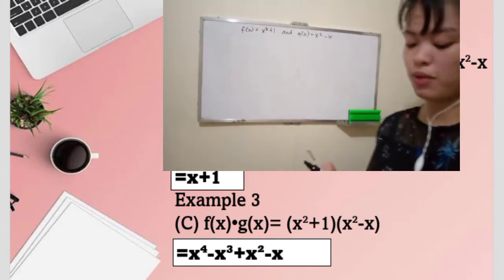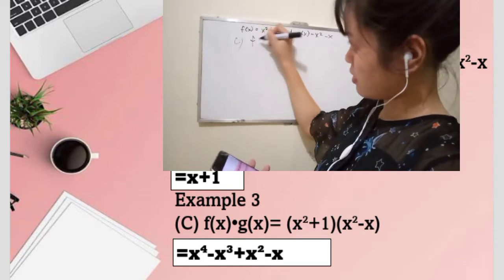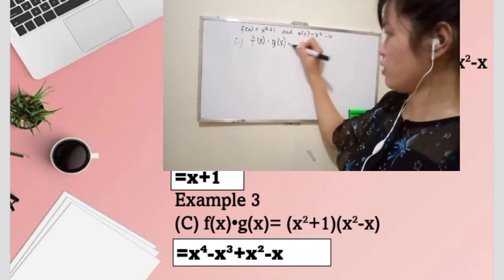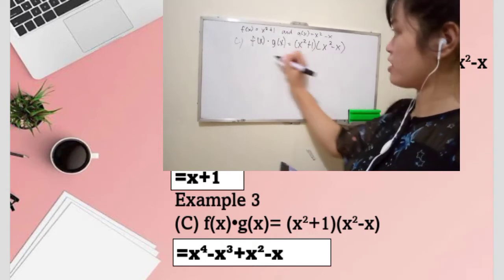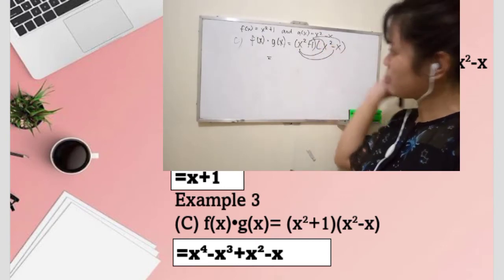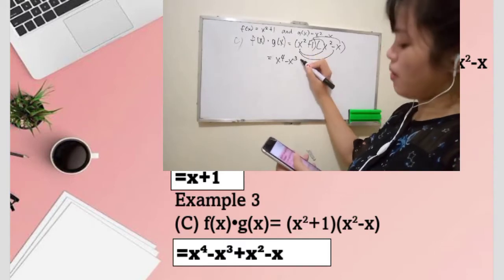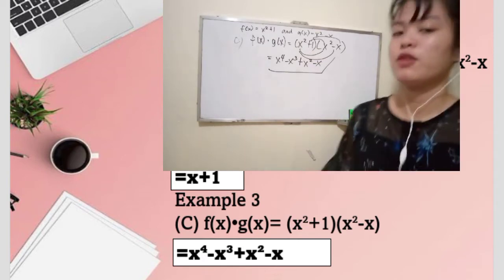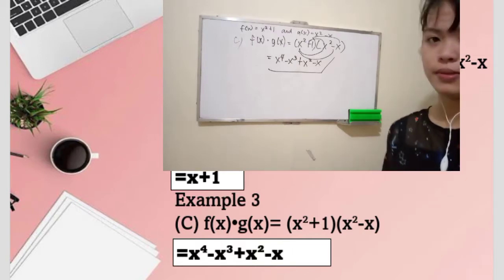Formula. Try naman natin yung product. So, third example. F of x times 2g of x. So, copy lang ulit tayo, no? So, yan. Parang algebra lang yan. So, ganyan, ganyan. Distribute, distribute. Ang magiging sagot niya is x to the 4th minus x cubed plus x squared minus x. So, gano'n lang kasimple yung ating product of 2 functions.